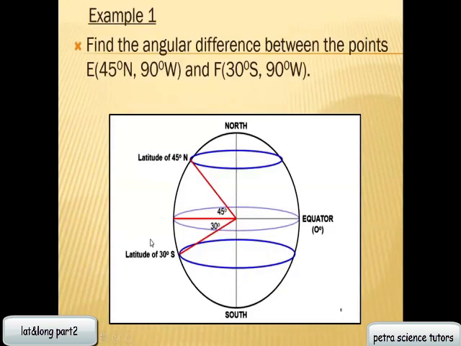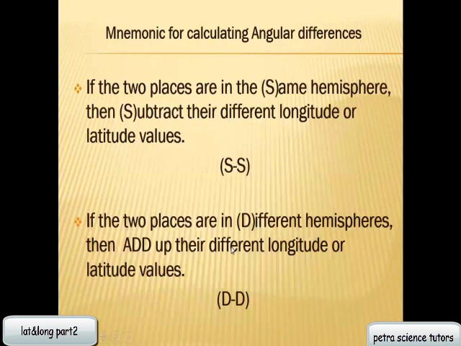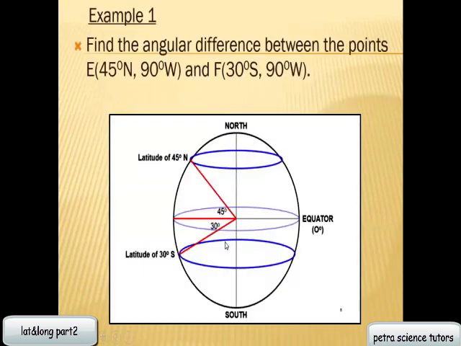Let's go to example 1 and add up their different values. They have the same longitude, 90, 90, so we are only going to add up what is different. What's different here? The latitude of 45 degrees north for point E and the latitude of 30 degrees south for point F. Since they are different, we add them up.